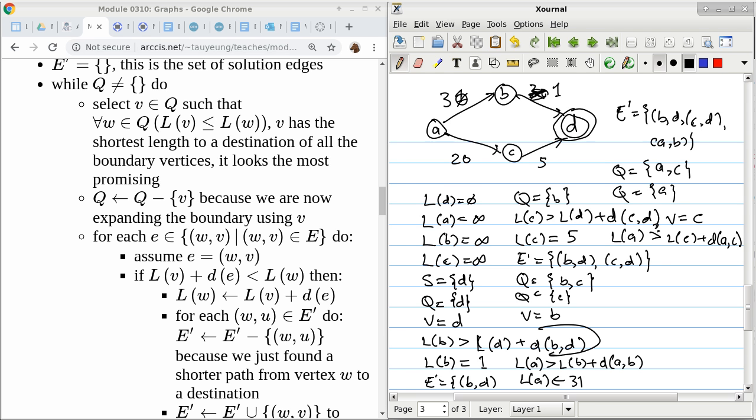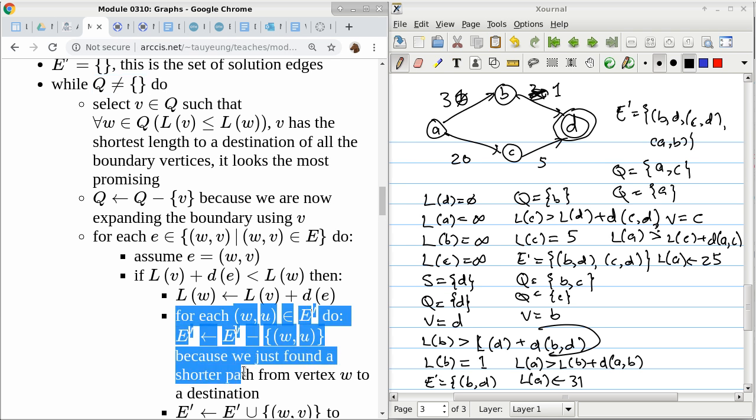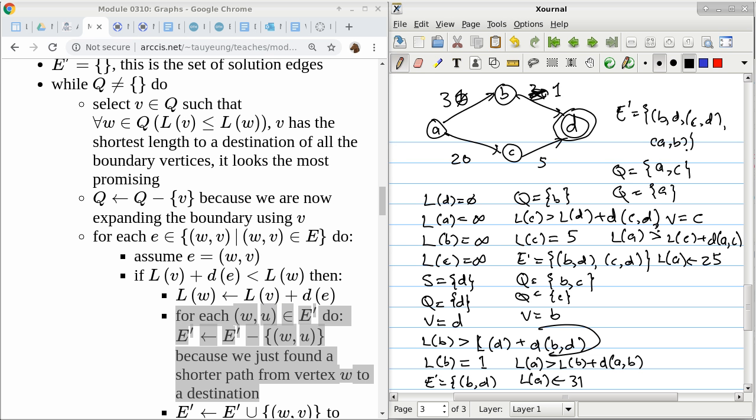So we go into the then portion of the conditional statement, and we got a few things to do. We have to update A again. So this time we update it to 25 from 31. But this time, this operation actually has got something to do. Because in E prime, do we have anything going out of vertex A in E prime? Yep, we got AB, so E prime has to be updated now. So E prime is now updated to just BD and CD because we removed the last one. Anything going out of A is going to be removed from E prime. But we're going to add it back. Okay, we're going to add back, so we got BD, CD, but we're going to add back AC at this point.